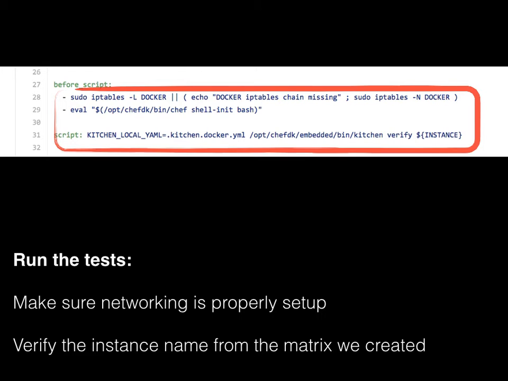We have to make sure iptables is set up correctly. Then we do our same initialization of ChefDK, making sure it's in our path. And then our actual script, instead of running rake, we're going to run Test Kitchen. We're going to give it the location of the kitchen YAML file. And then we're going to verify with the instance variable that came out of that matrix. So what we'll get here is this command being run for each of those instances in the matrix, except instead of verify instance, it'll be default CentOS 7.